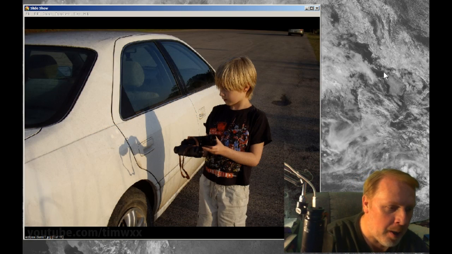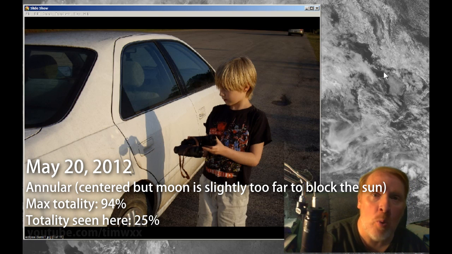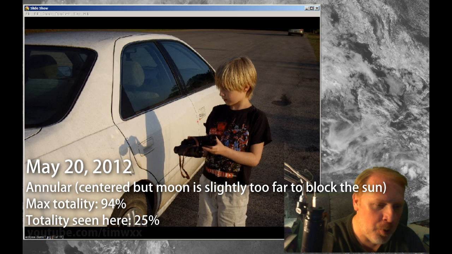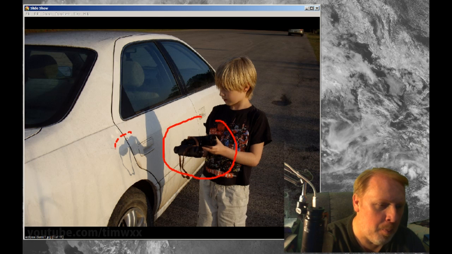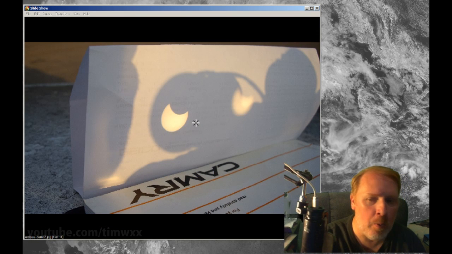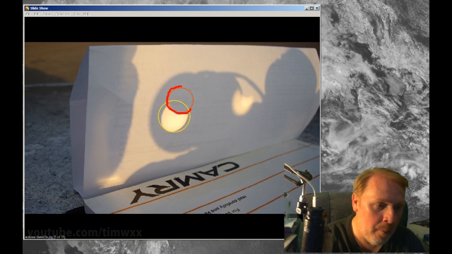Now, as far as viewing an eclipse, this is the May 2012 eclipse with my sun here. And it shows you can just use a pair of binoculars very easily. Use that to pass the sun's light onto an object, and you'll get a view like this. And what you're seeing here, that's the moon, and this is the sun.